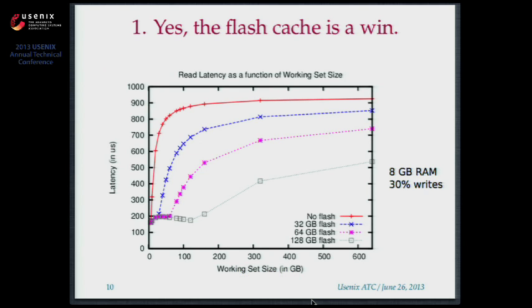So the first result is yes, the flash cache is a win. It's actually a fairly substantial win. So this graph shows latency on the y-axis. That's the read latency seen by applications. So the line at the top with no flash is bad.